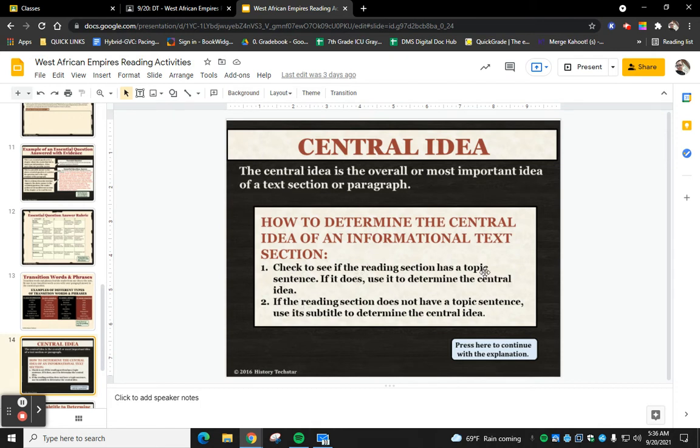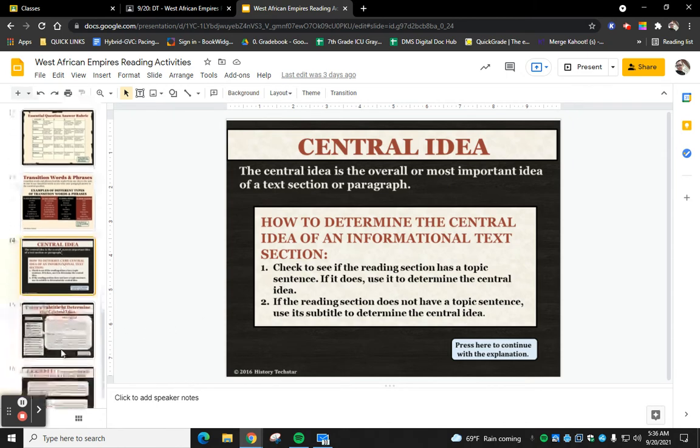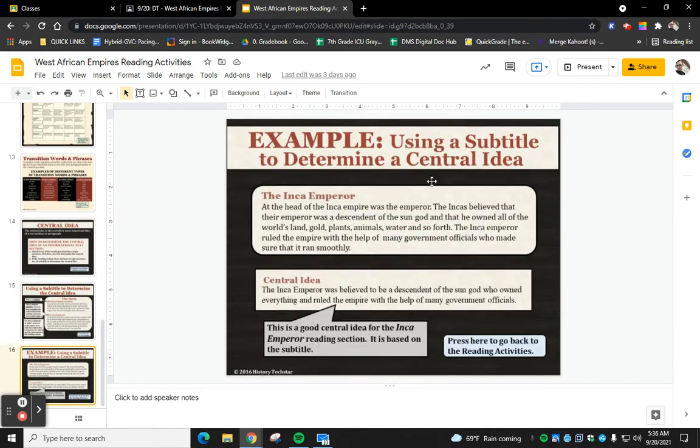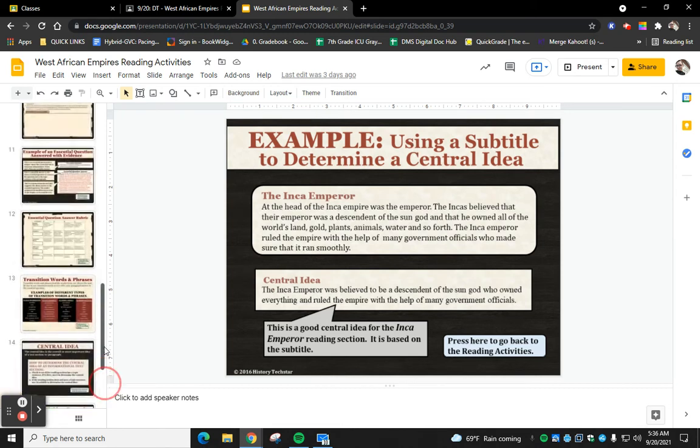All right, so look, see if it has a topic sentence. If it doesn't have a topic sentence, use its subtitles. All right, and then here it is with subtitle. And here's an example. Tried to make it as easy as possible for you guys in case you're getting stuck.